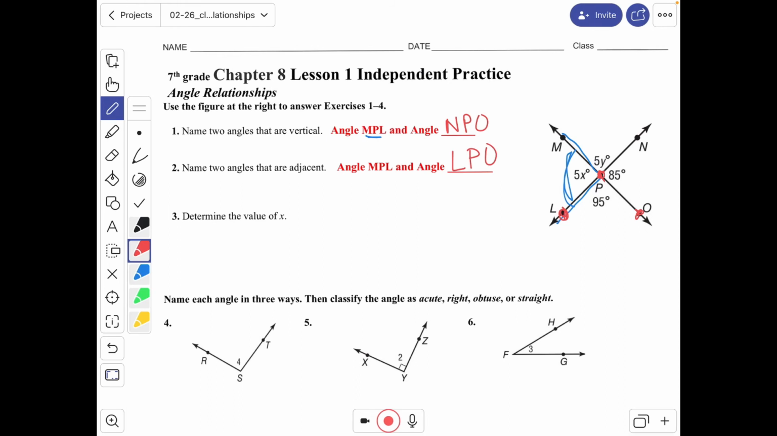Number 3 says determine the value of x. There's the x. So 5x. Now what could that be equal to? Remember, vertical angles are equal to each other, so 5x would be equal to 85. And I'm going to let you solve that by yourself.